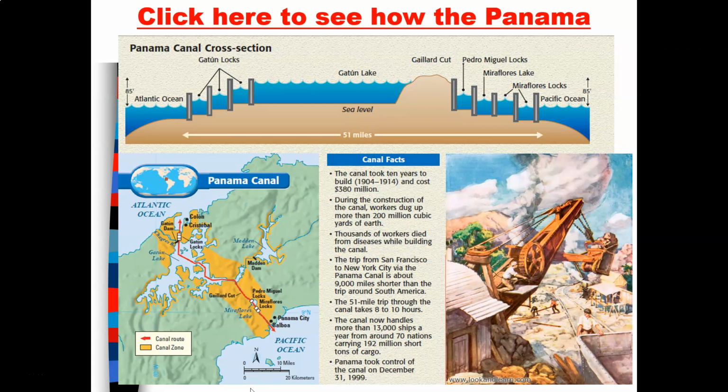And here you have information on how the United States was able to build the Panama Canal after Panama gained its independence from Colombia. Some facts about the canal: it took 10 years to build, from 1904 all the way to 1914, and it cost $380 million. During the construction of the canal, workers dug up more than 200 million cubic yards of earth. Thousands of workers died from diseases while building the canal. The trip from San Francisco to New York via the Panama Canal is about 9,000 miles shorter than the trip around South America.